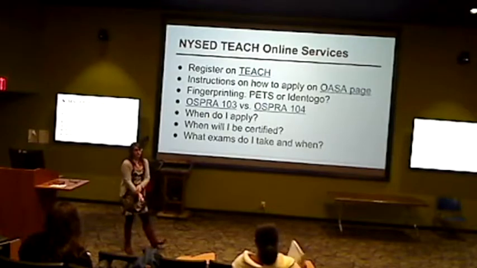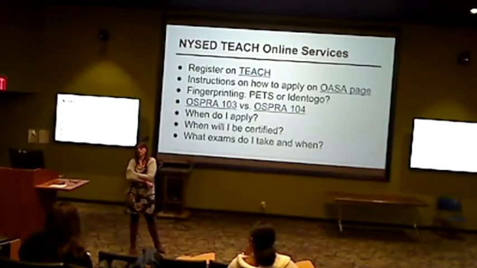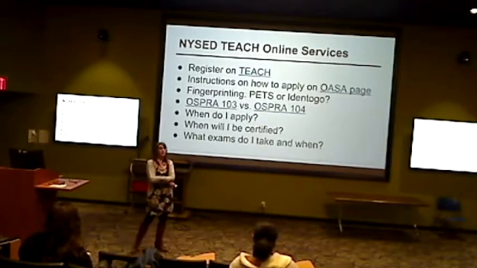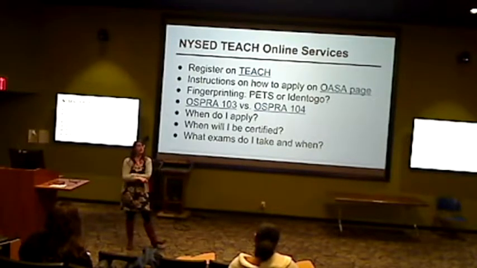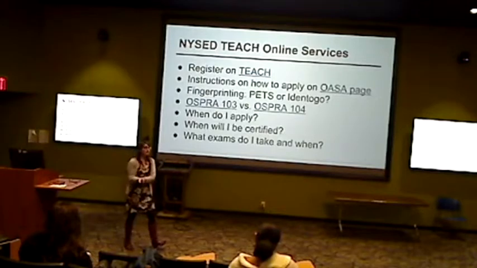So when do you apply for certification? You should apply for certification in your final semester of your program. And when will you be certified? You'll be certified once you complete all requirements for certification, which we'll go through. So requirements for certification include graduating from your program, which is why we don't advise applying for certification until your final semester. And what exams do you take and when?